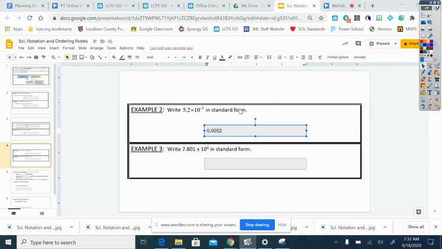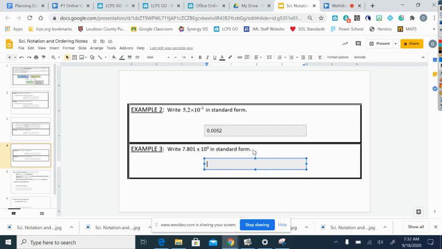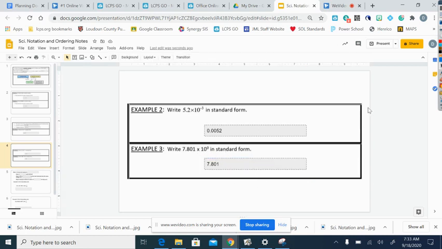Let's go try this next one. This one says write 7.801 times 10 to the 0. Well, guess what? If I had 7.801, the 0 being the power here tells me not to move my decimal at all. So that means we are done. If there's a 0 there, that's not negative, that's not positive, that means nothing. That means you're not going anywhere. So you would just leave your number alone, and that would be your answer.